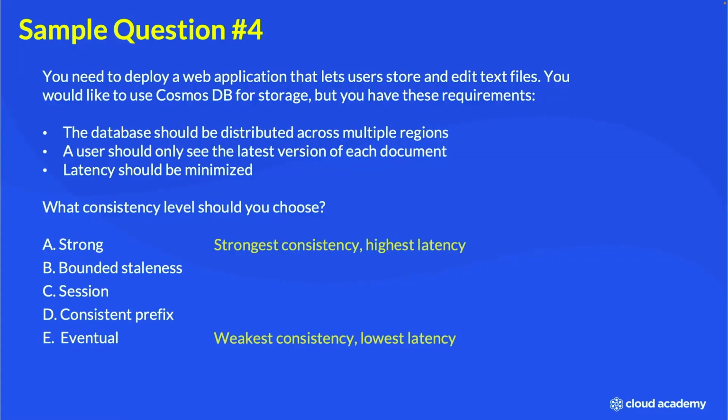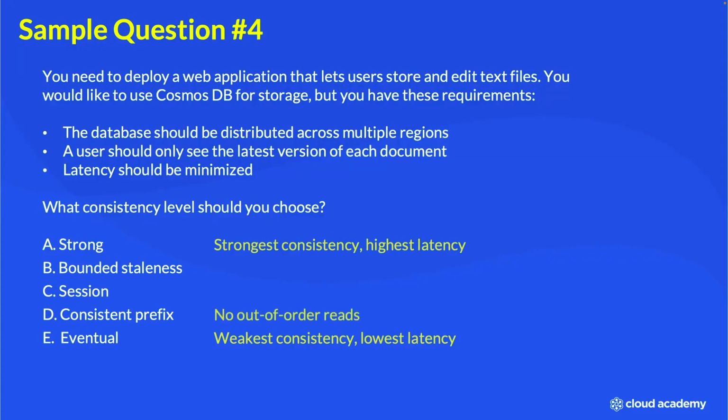So with eventual consistency, it says eventually it'll be consistent. Eventually you'll get the right version, but it might take a while. So, that's not very promising for what we're trying to do here. Because the second requirement is that a user should only see the latest version of each document. So really what we're saying here is that when data gets written to the database and someone goes to read that data, they should get the latest version of that data, right? Which is not something that they're going to get if they use eventual consistency.